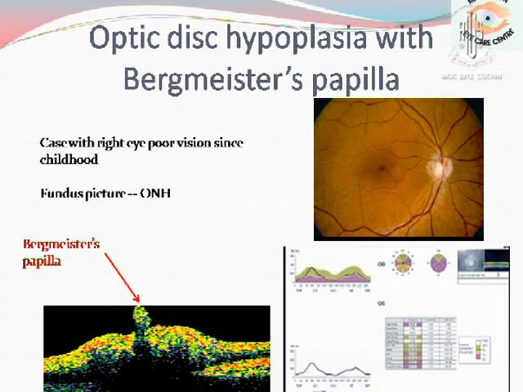This is a case of right eye poor vision since childhood. The fundus picture shows there is a small optic nerve head, which points towards an optic nerve head hypoplasia. But when we do an OCT, we find there's a Bergmeister's papilla over the optic disc, pointing towards the cause of the poor vision. So it's a developmental anomaly where, along with the optic nerve head hypoplasia, there is a Bergmeister's papilla.